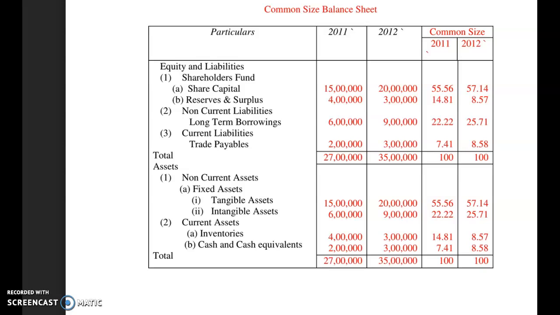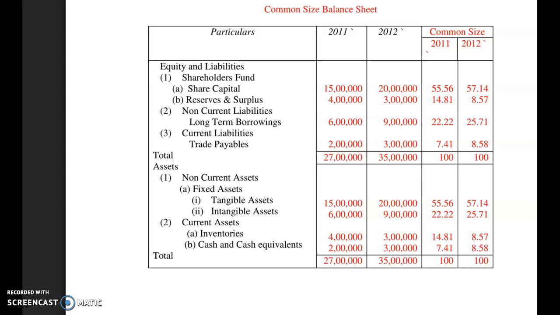Under common size statement, one common base is taken and all other individual figures are converted into percentage. For example, if we are preparing the common size balance sheet, we will take the total liability or total assets amount as equivalent to 100 and individual items will be converted into the percentage. Because when the total is taken as 100, then all the other components like the reserve and surplus amount, non-current liabilities, current liabilities, shareholder funds, they should be converted in terms of the percentage.